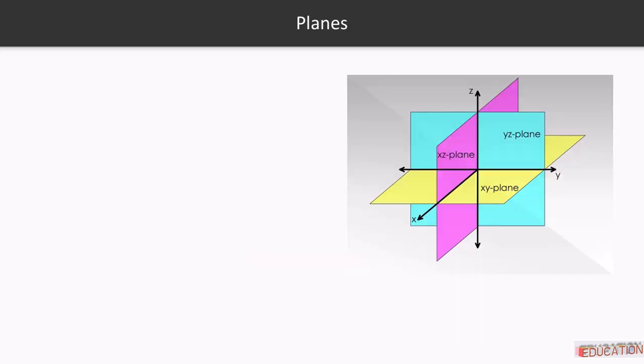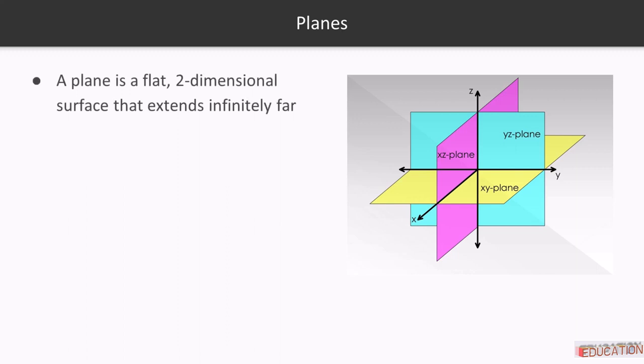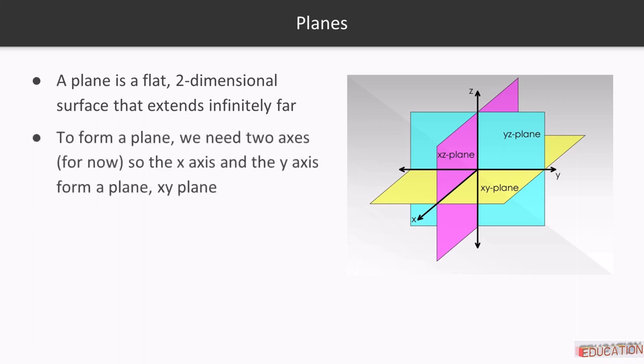A very important concept to introduce is planes. A plane is a flat, 2-dimensional surface that extends infinitely far. For now, if we want to form a plane, we need 2 axes. Let's have a look at this picture here. If we have a look at the x-axis and on the y-axis, between them we can form the xy plane. This plane extends until infinity. It's flat and 2-dimensional, 2-dimensional because we used the x and the y to form this plane.